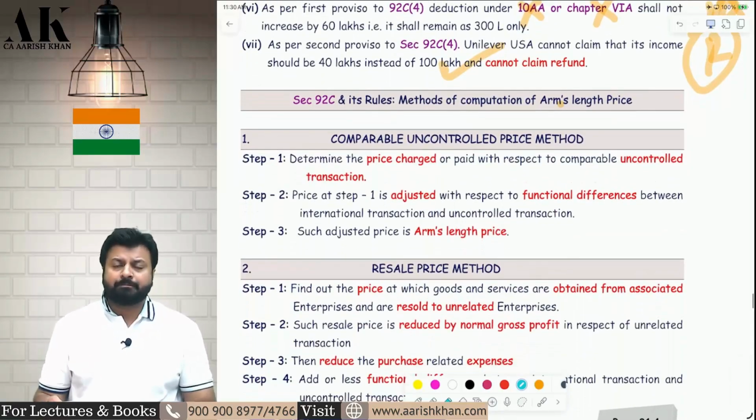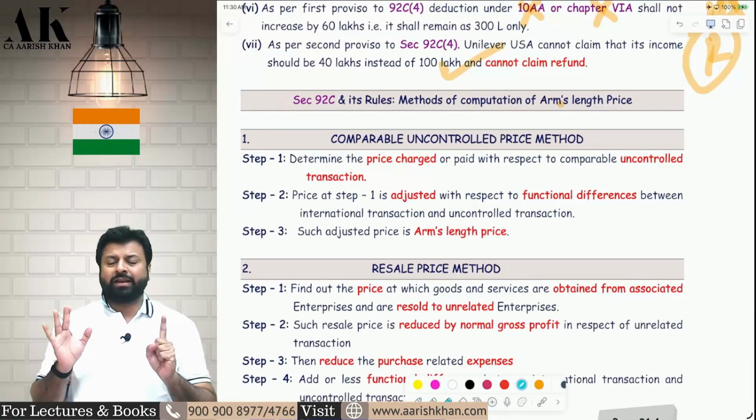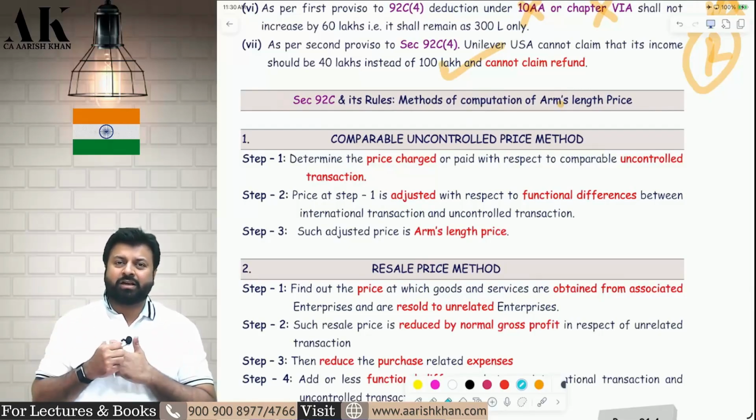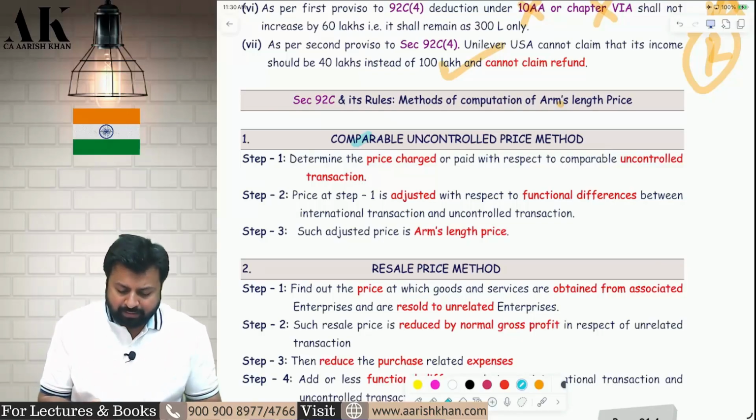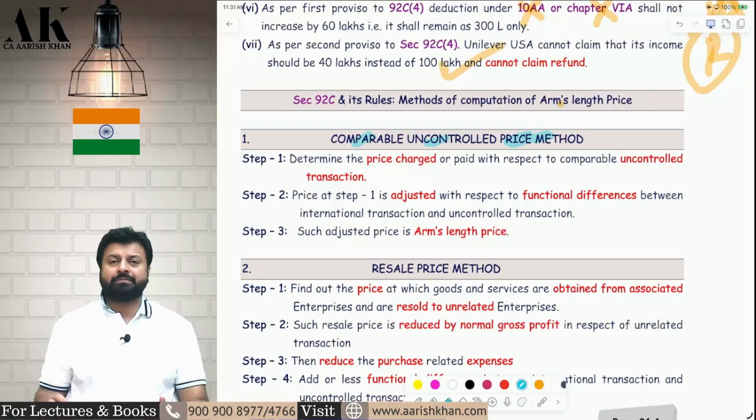Now we will talk about the methods, the 5 methods. In all there are 6 methods, but the 6th method is case to case. So generally there are only 5 methods relevant for us in exam. The first method is the comparable uncontrolled price method. In this it is very simple.